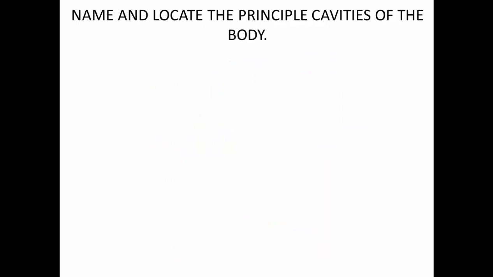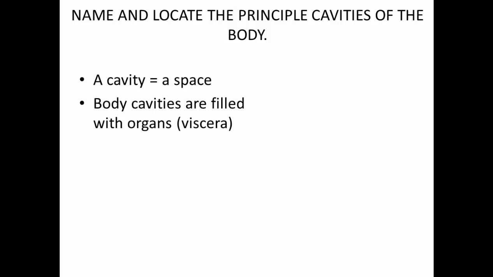So let's look at some of the cavities of the body. A cavity is just a space. Think about your teeth. If you get a cavity in your teeth, it's a part of your tooth that has eroded away or rotted away that you need to get the dentist to fix. Overall in our body, though, there are many spaces, and that's what we want to look at here. Body cavities ultimately are filled with organs. Another term you might come across in the text and so on is viscera. Viscera and organs mean the same thing.